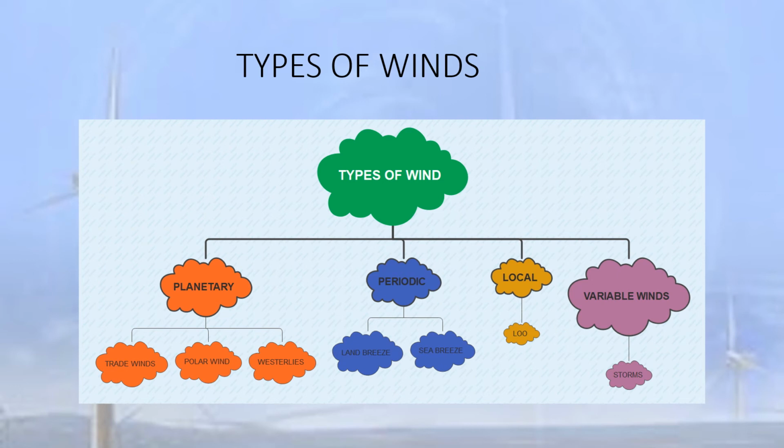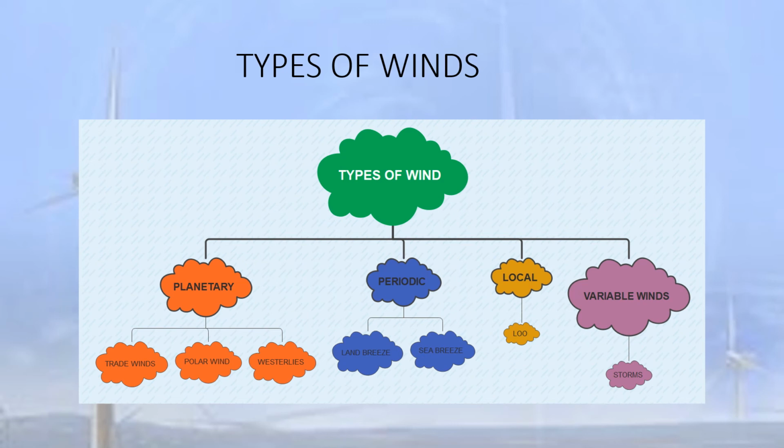Third is local winds. Almost everywhere in the world, certain winds with special characteristics blow over small areas for a short duration of time. They are caused by local variations in temperature and are seasonal in nature. Therefore, they are often known by local names. In India, it is called Loo. In North America, it is called Chinook.